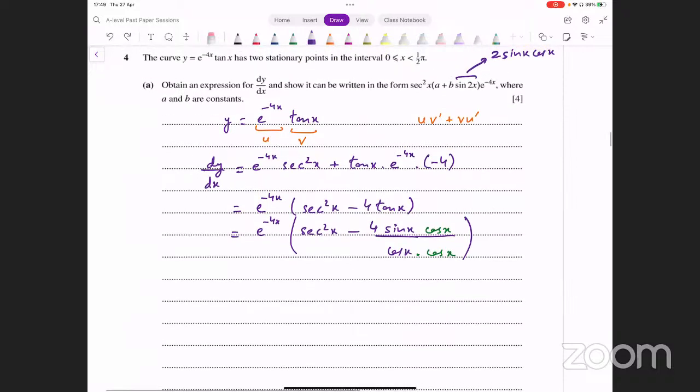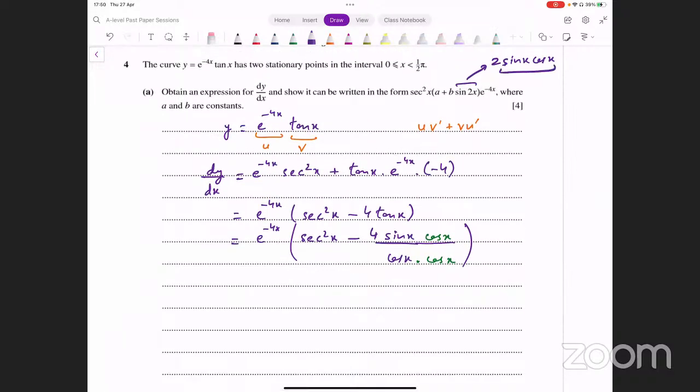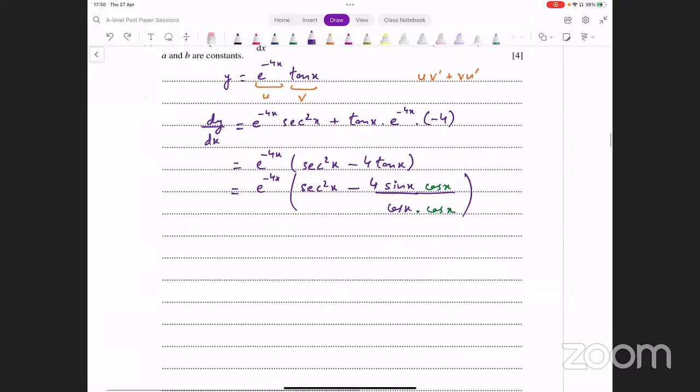sin 2x वाली फॉर्म. sin 2x के लिए आपको क्या चाहिए था? sin x into cos x. We have sin x into cos x here. और डिनोमिनेटर में आपके पास हो गया cos x into cos x, which is cos square x. इसको अगर हम ऊपर ले जाएंगे तो ये secant स्क्वायर बन जाएगा, और फिर हम secant स्क्वायर को कॉमन ले सकते हैं, right? So let's try and do that.